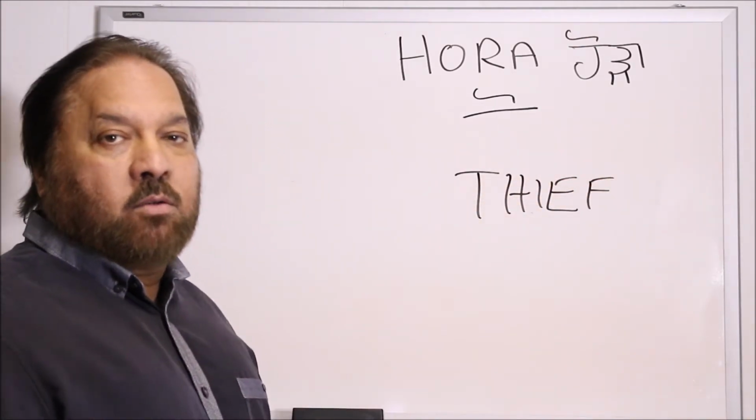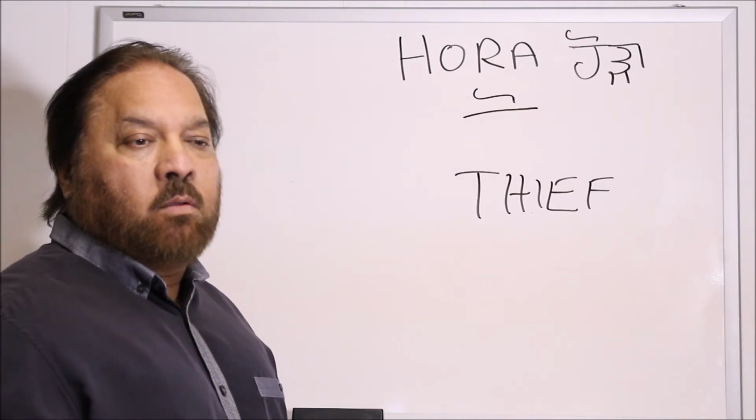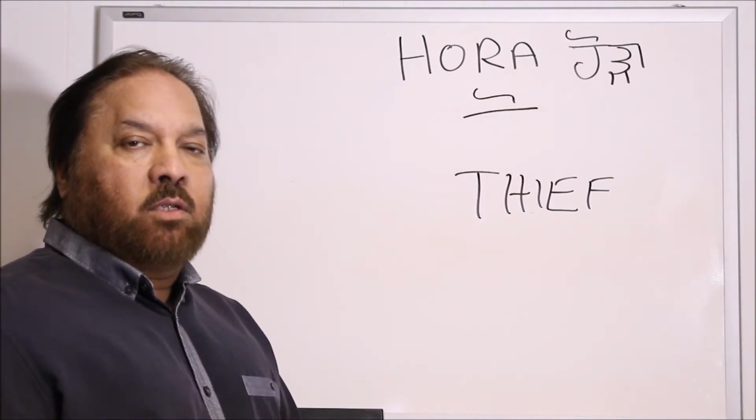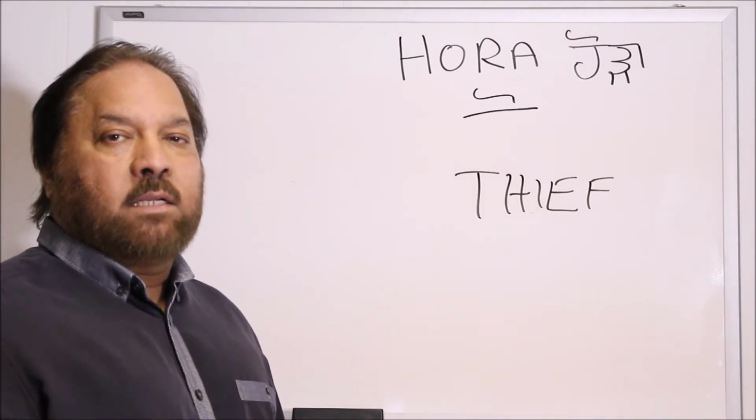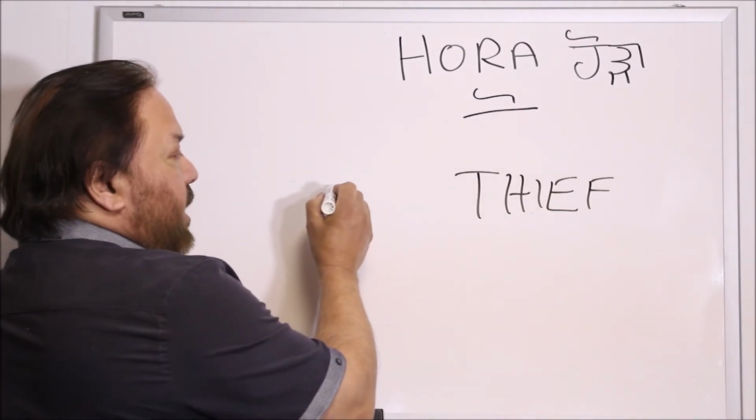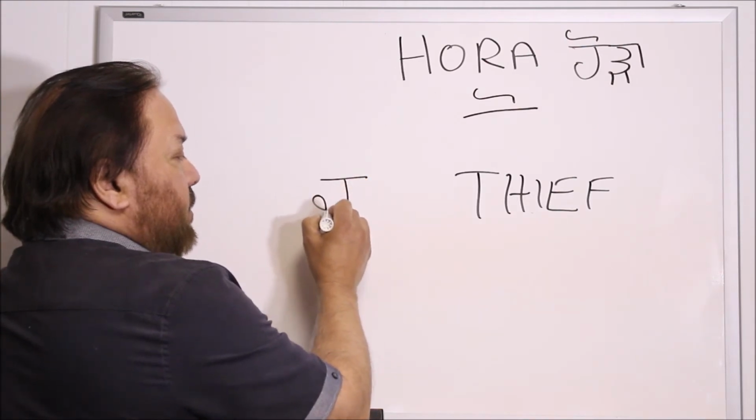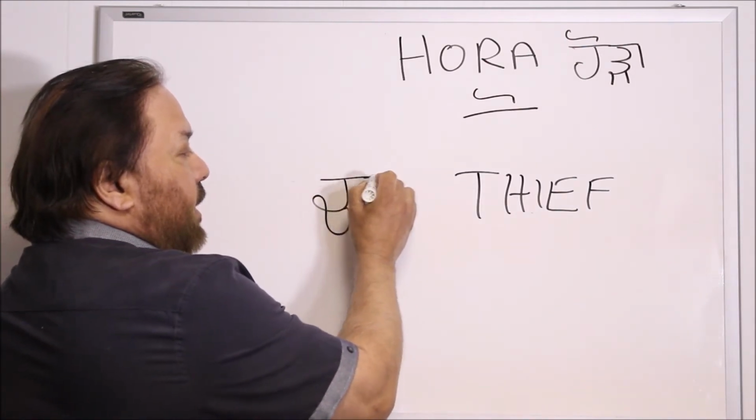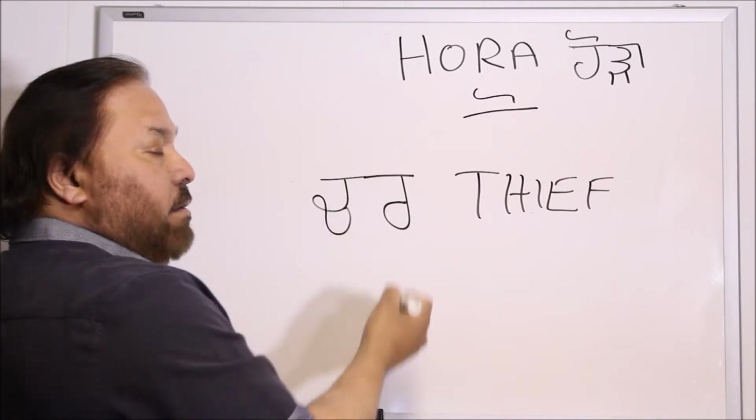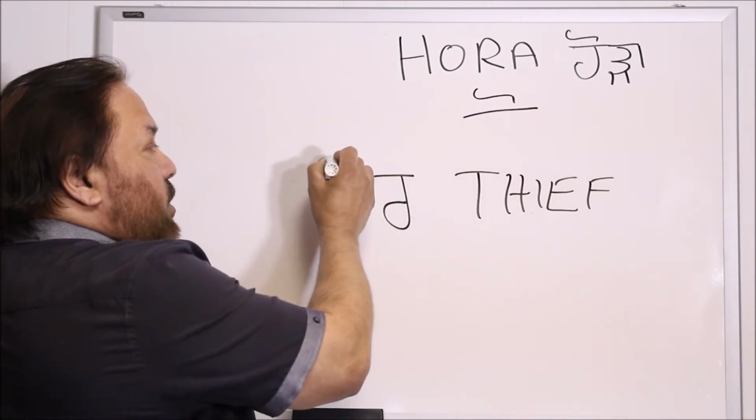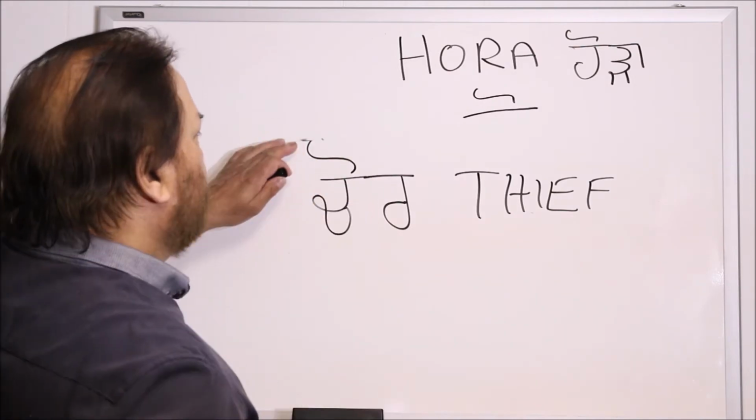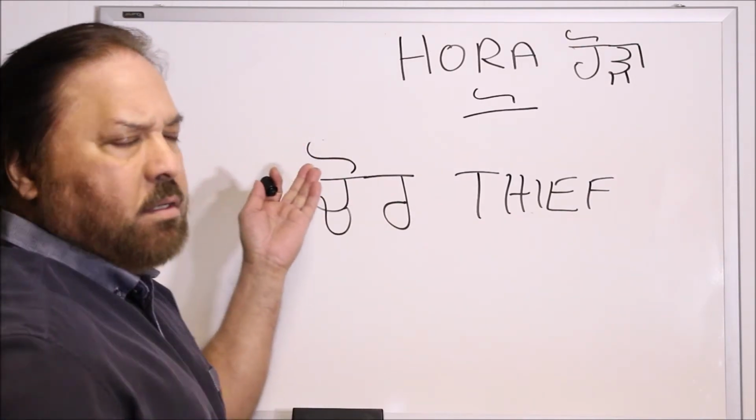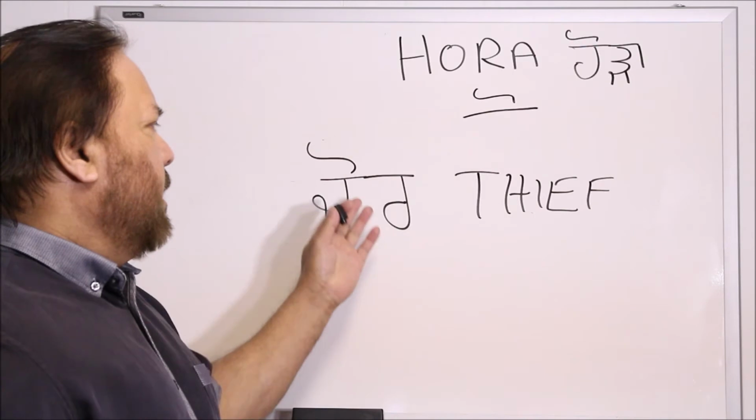In Punjabi it is called chor. Ch makes the sound cha, but in Punjabi, as I said, we don't use two letters to make one sound. So we have chicha like this, and rara for R. So we just put it on the top.